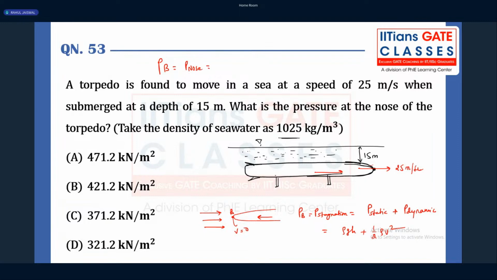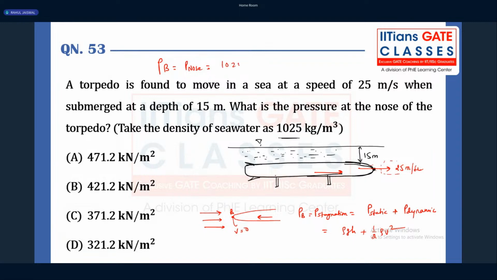Because whenever it is going to move, it is going to strike the stationary fluid, for example. So at that particular point, it is going to have zero velocity. And whenever the fluid is brought to rest at a particular surface contact point, then whatever total pressure is there, that is nothing but the stagnation pressure, right?